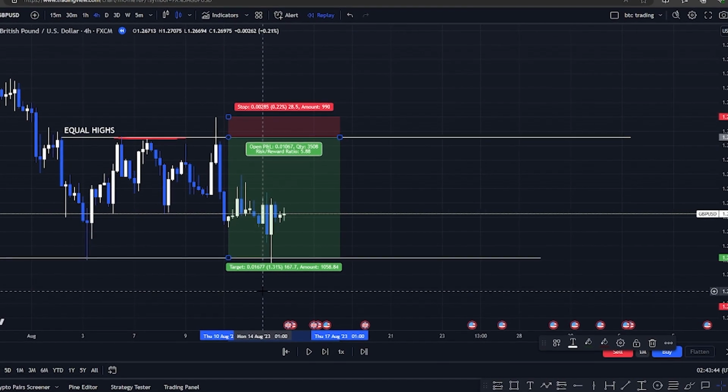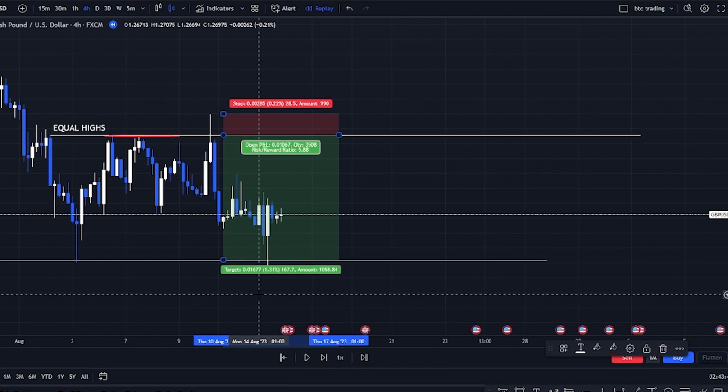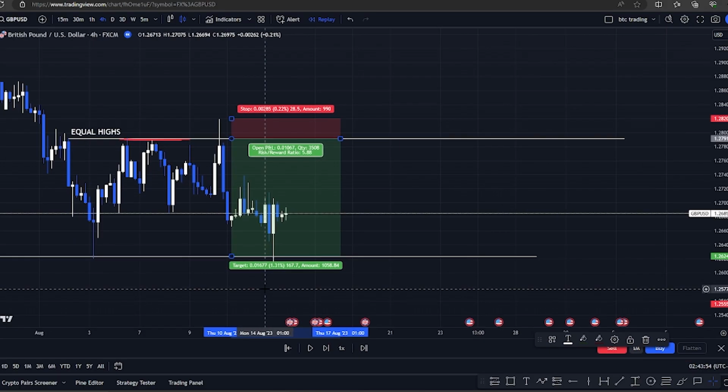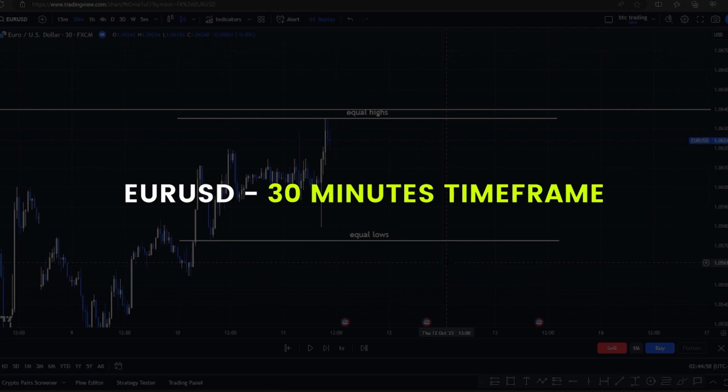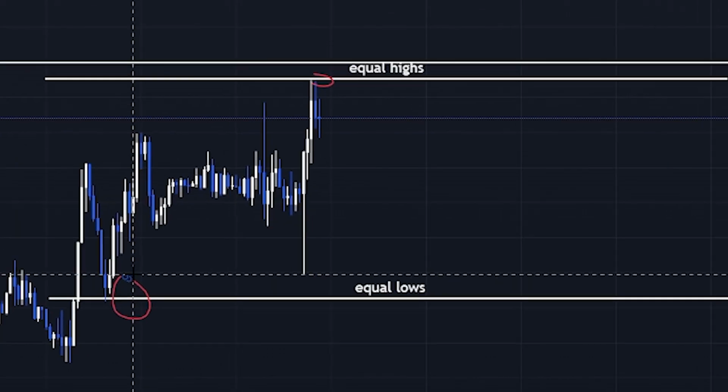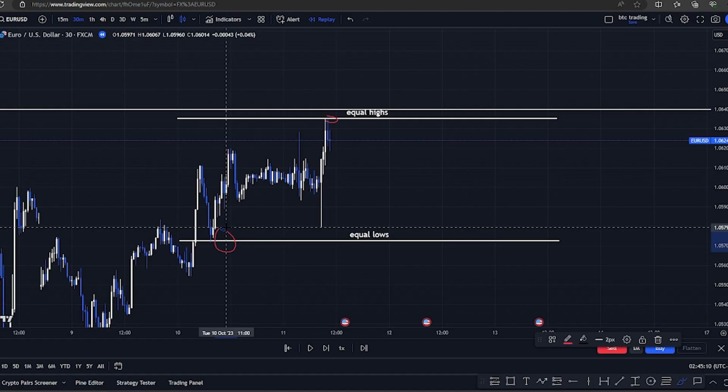Moreover, the equal highs and equal lows concept also works on the lower time frame such as the 30 minutes. Let's look at an example on the lower time frame. So this is the EURUSD chart on the 30 minutes. You can see we have created equal highs and equal lows. So let's see which side we have the liquidity sweep first and take the trade then.